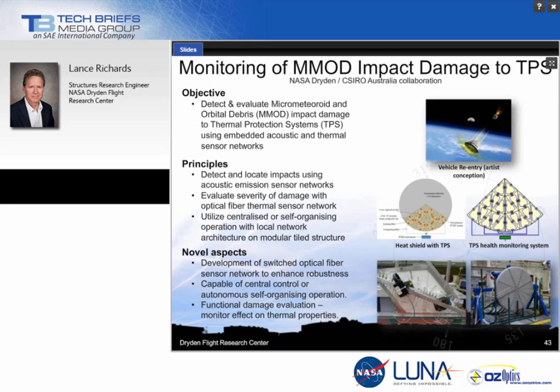And our approach is to marry these two somewhat disparate sensing technologies and modalities together into one concept with acoustic emission and thermal and fiber optic temperature measurements, as you can kind of see here. So the principles that we're talking about are detecting and locating impacts using acoustic emission networks, and also evaluating the damage by using embedded fiber Bragg-grating thermal sensors in a very novel arrangement, which is a network that allows us to have some robustness.